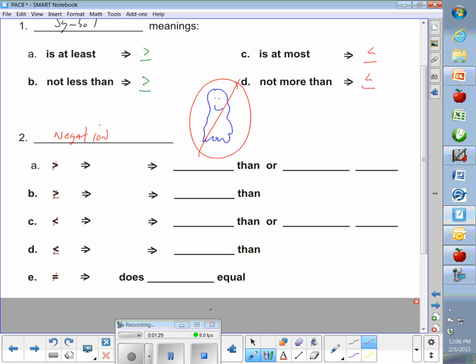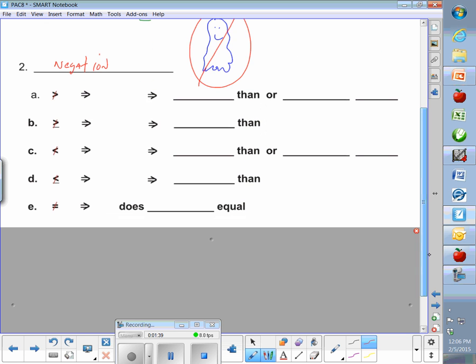And our regular inequality symbol can be negated. By the way, the bottom one, let's do E, because you all know E already, right? What's the equal sign with the line through it? It means what? Does not equal, or is not equal to is another way you could say it. Okay, so we've got to go through our symbols and make sure that we know what the symbols represent.